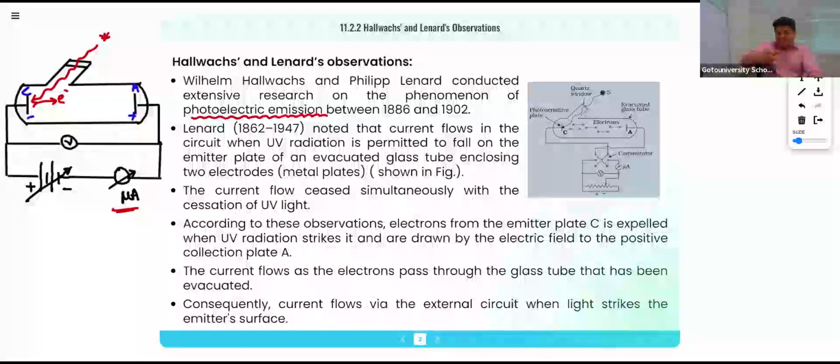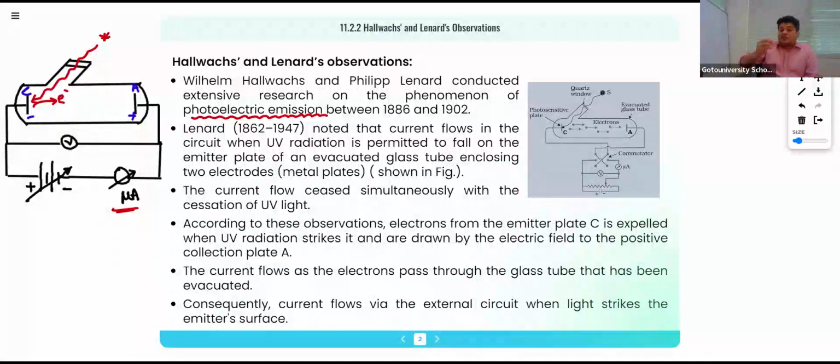If we were decreasing like this, what was happening? We would see that the photoelectric current will get down, it will get down, and it will be zero. These things were happening.